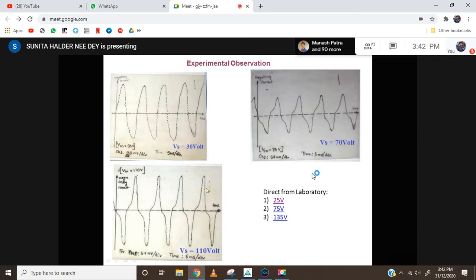Obviously, you should mark the axes here: X-axis time, Y-axis not magnetizing current. This student has written magnetizing current, but it is not magnetizing current. It will be V12, because we are not observing magnetizing current.